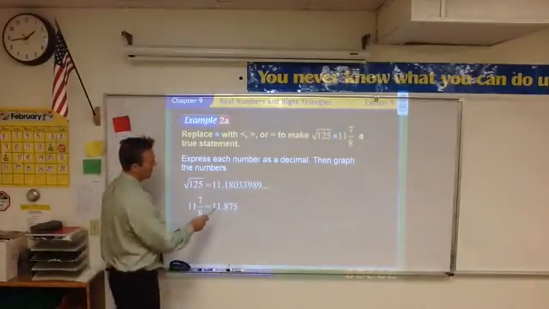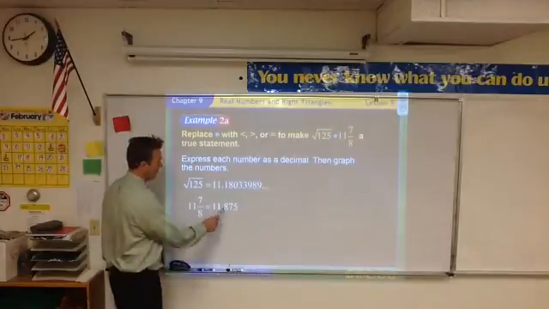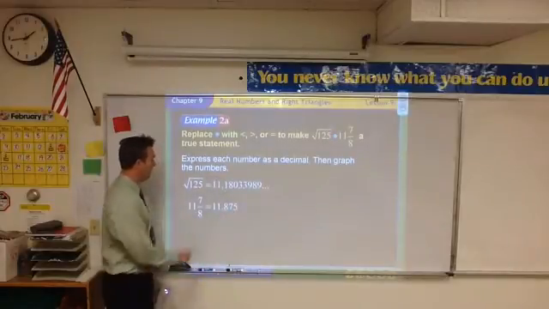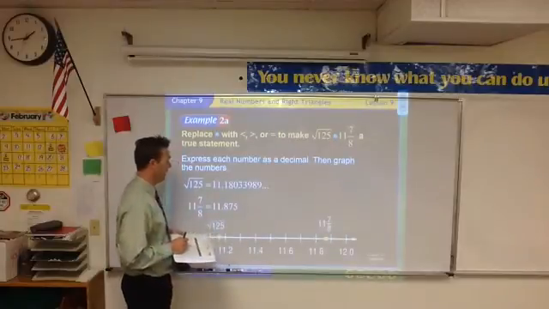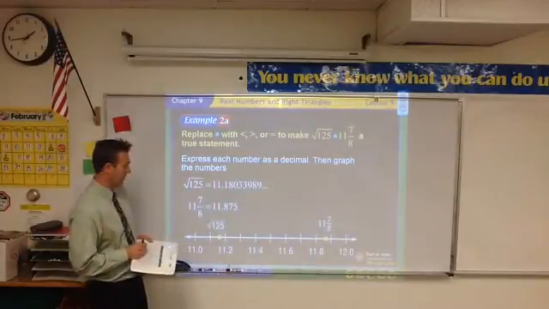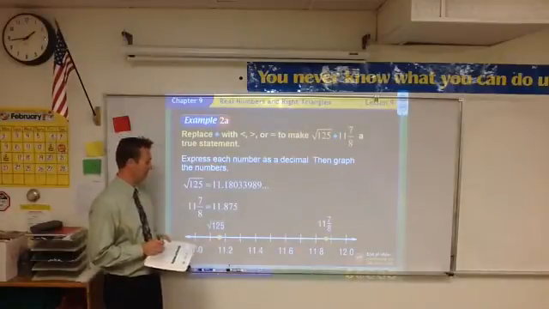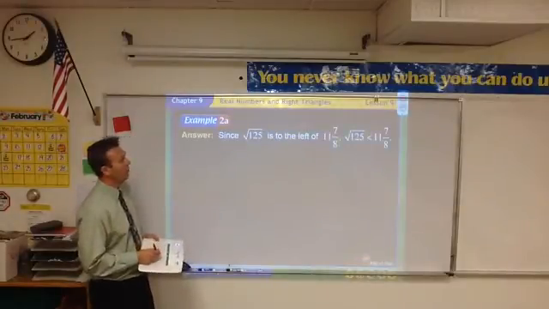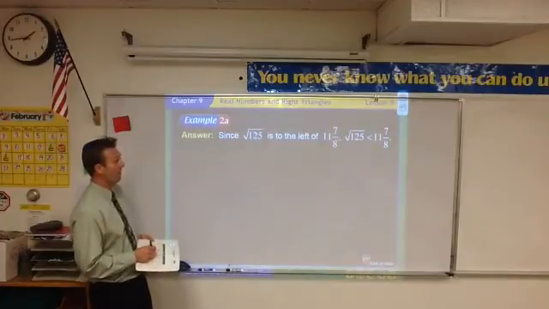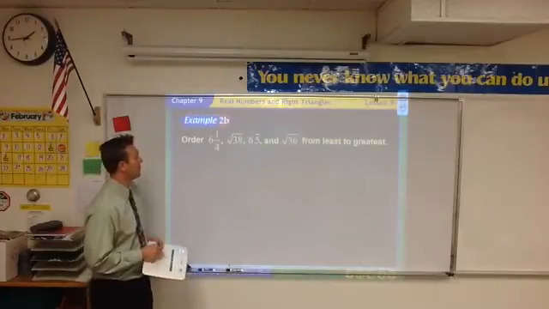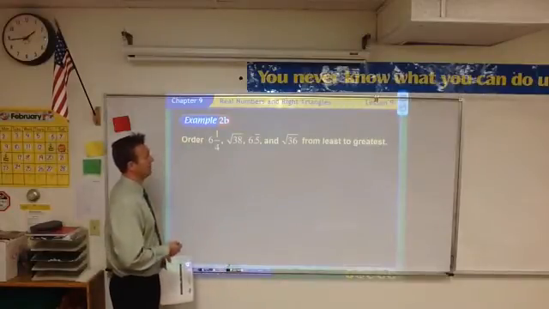Why I said you could just look at these is the 11s are the exact same, but after the decimal, you'll notice that the 8 is larger than the 1. So 11 and 7/8 would be greater than, and you can see it here, than 11.18033,989. Therefore, we know that since square root of 125 is to the left of it, it's going to be less than.